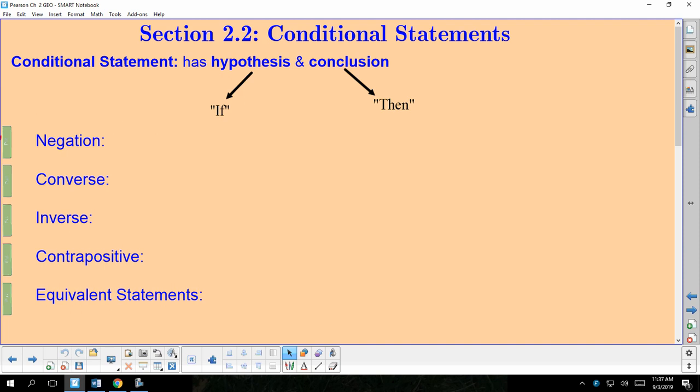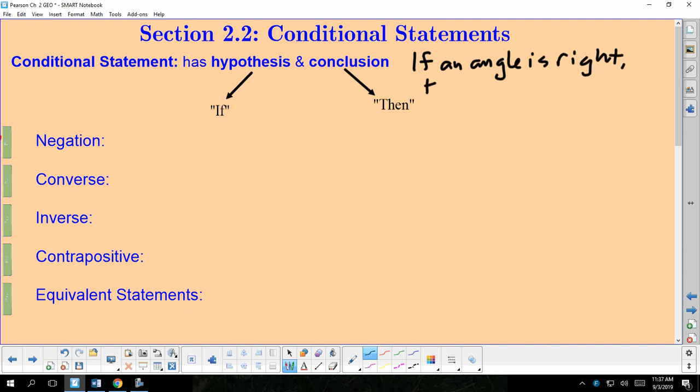For example, if I use, if an angle is right, then it measures 90 degrees. Okay? So the hypothesis is the if part. And then the conclusion comes after the then.